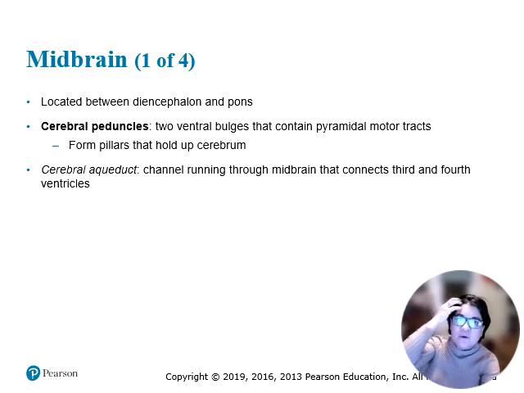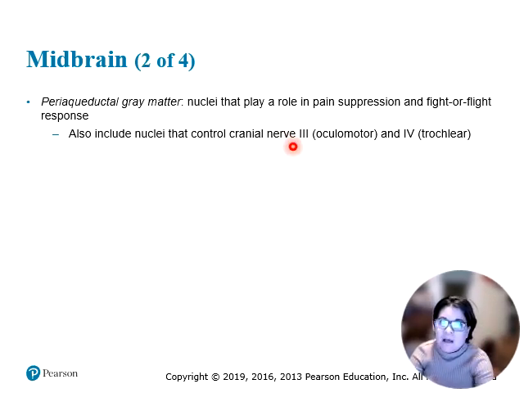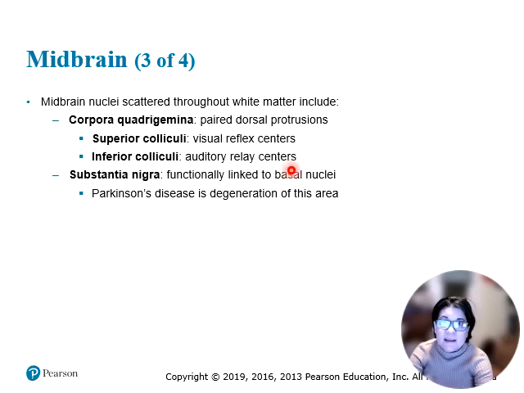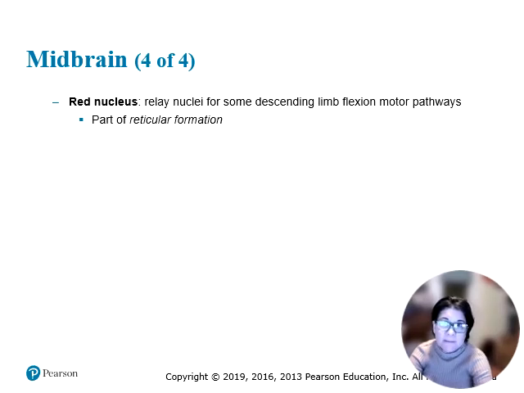And it's got cerebral peduncles, which are little bulges. It's got gray matter. They help with this periaqueductal gray matter. It helps with pain suppression and fight or flight. And it includes cranial nerve 3 and 4. And then it's got some white matter scattered between too. And they see that when this area is degenerated, that can cause Parkinson's. There's also a red nucleus. It's a relay nucleus. Helps with motor pathways. Part of the reticular formation.